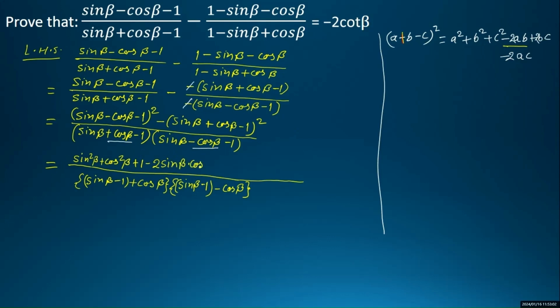Then there is plus 2bc. Plus 2, b means second term, c means third term. Third term is 1. Cos beta into 1, cos beta. Then we need minus 2ac. Minus 2, a means first term, c means third term. First term is sin beta, third term is 1, sin beta into 1, sin beta.